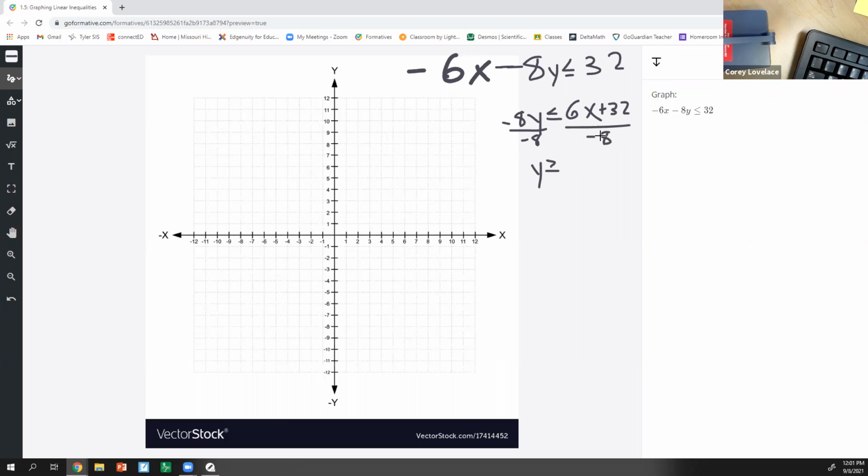And then 6/8 would reduce to 3/4. And since one of the signs was negative, it's negative. And then 32 divided by 8 is -4. So I'd start my graph at -4. I'm going to go down 3/4. I might go backwards, up 3, left 4. And then greater than or equal to would be another solid line.